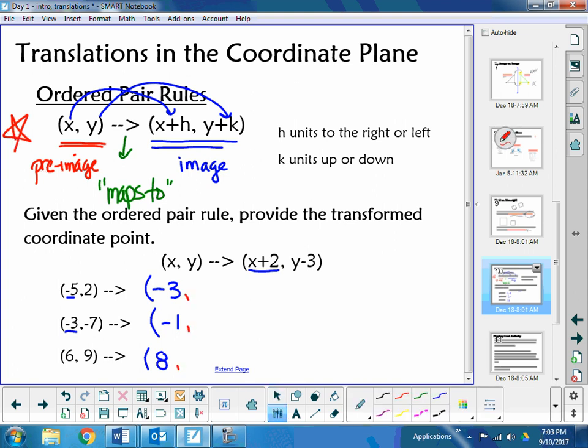Now we need to do the same thing with the y's, but our y's tell us to subtract 3. So take a minute here and go ahead and find your y coordinates. Alright, so each of these we're subtracting 3. So 2 minus 3 gives me negative 1. Negative 7 minus 3 gives me negative 10. And 9 minus 3 gives me 6. So again, this is my pre-image, and this is the image.